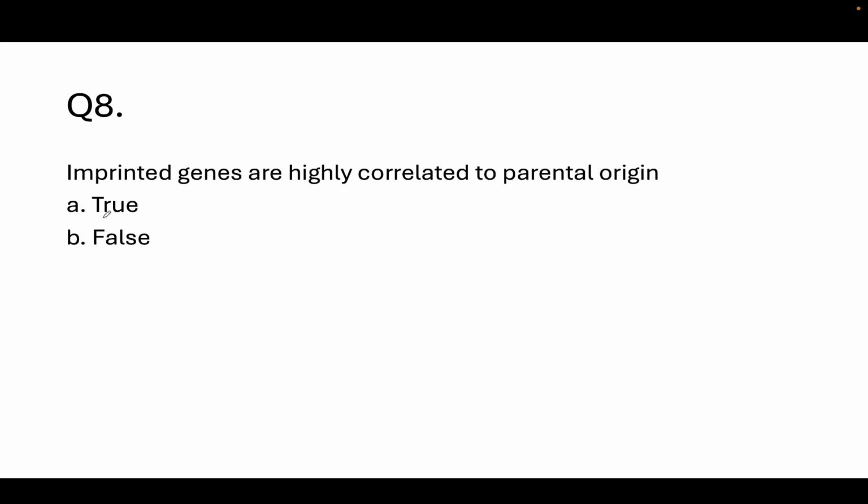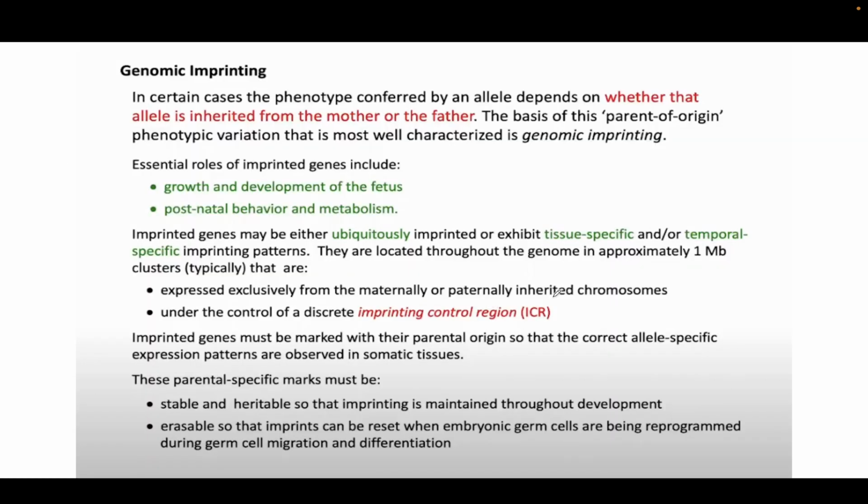That means you understood completely. That is true. Imprinted genes are highly correlated to parental origin. So this is quite a description about genetic imprinting. In certain cases, the phenotype, you understand, one is genotype, another one is phenotype. Phenotype is which is expressed and which shows the appearance of that particular organism, which we can observe from outside.